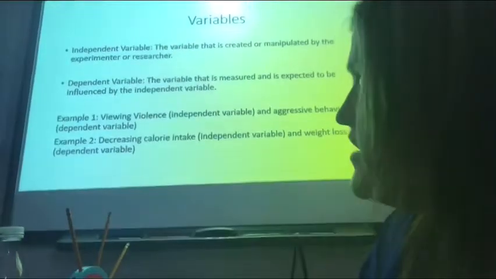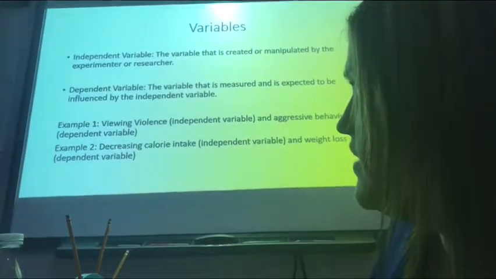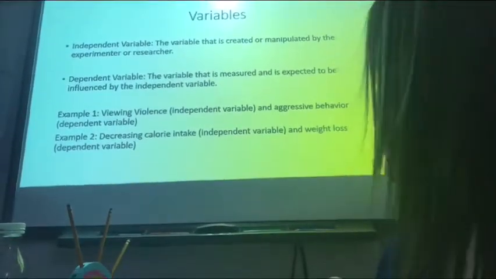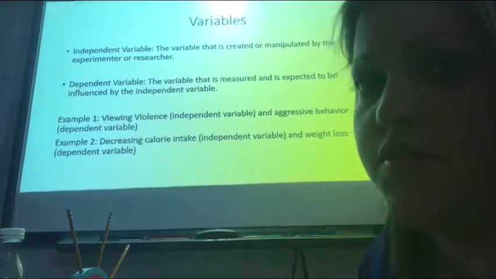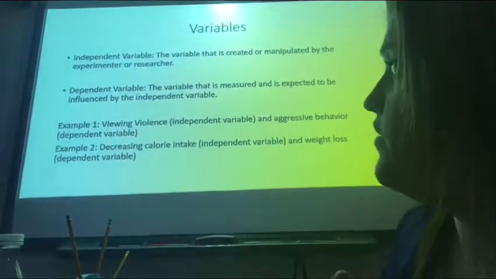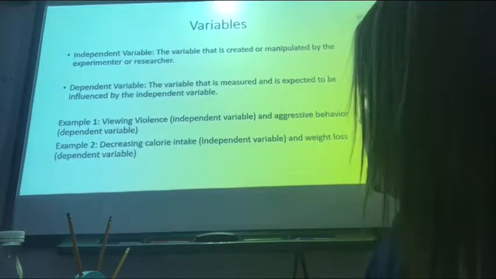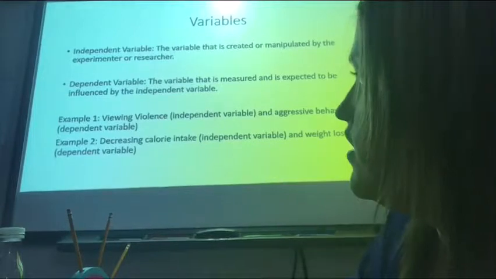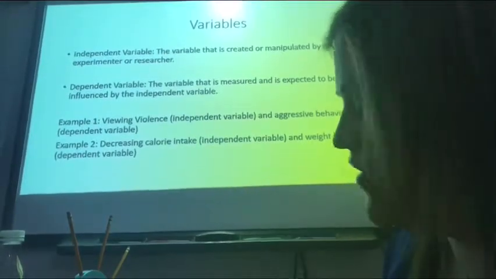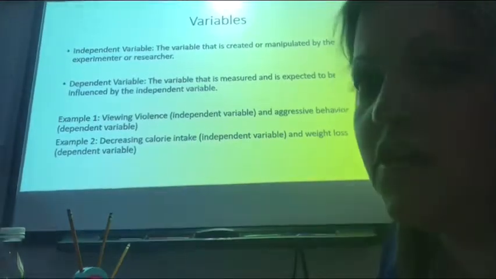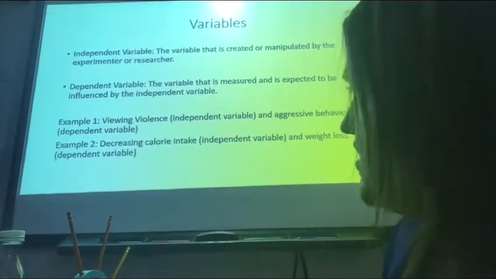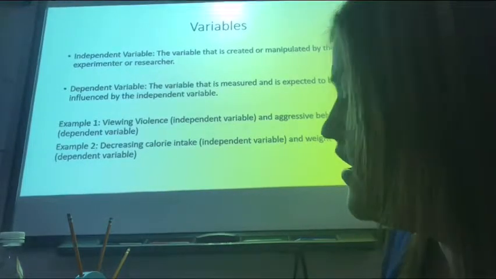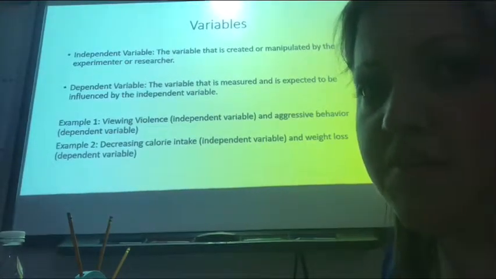In experimental research, we have independent variables and dependent variables. An independent variable is a variable that's created or manipulated by the experimenter or the person who is doing the research. And you have a dependent variable, which is the variable that is measured and is expected to be influenced by the independent variable. So for example, viewing violence on TV would be your independent variable, and aggressive behavior would be your dependent variable, because your aggressive behavior is dependent on what you're watching on TV, which would be the independent variable.